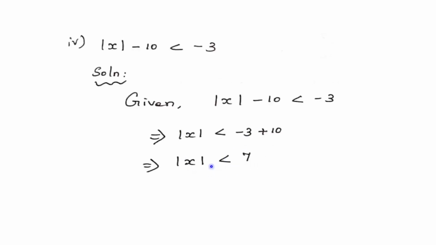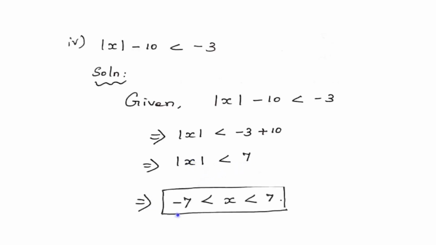This meaning is this x value lies between minus 7 to plus 7. That is written here, minus 7 less than x less than plus 7. So this is the answer for this sum.